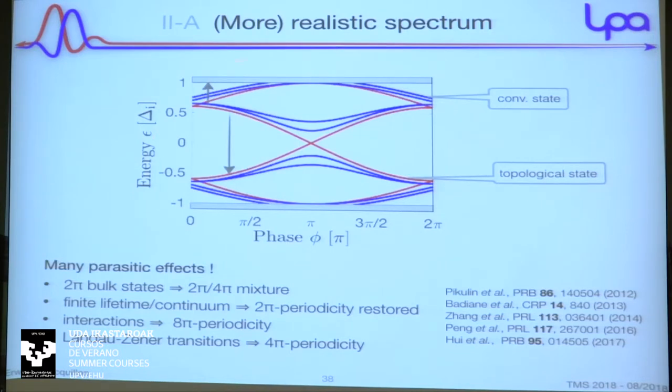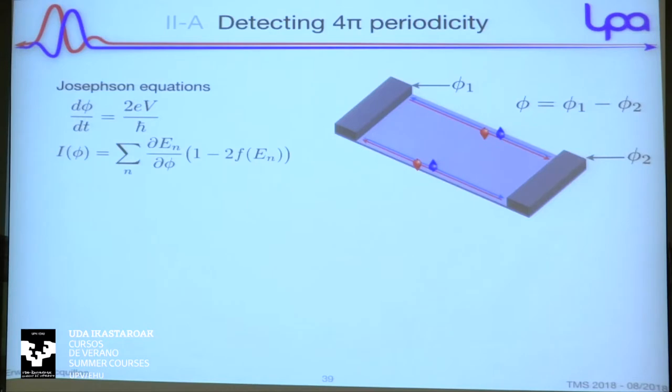I've tried to highlight here the fact that the main difference between standard and topological states lies in this 4 pi periodicity. At least this was the way theorists first thought we should be looking for it. And I will try to show you now how we've done to detect this 4 pi periodicity. First, I need to go back to the Josephson equations and tell you the link between the Andreev bound states that we've just derived and the supercurrent.